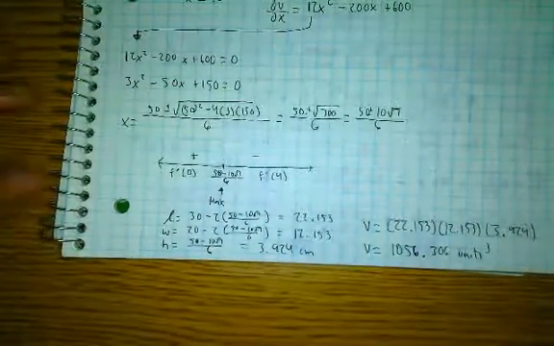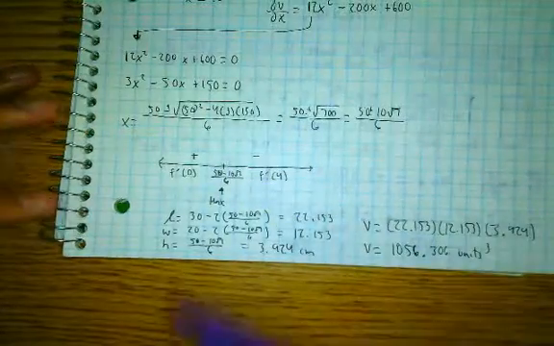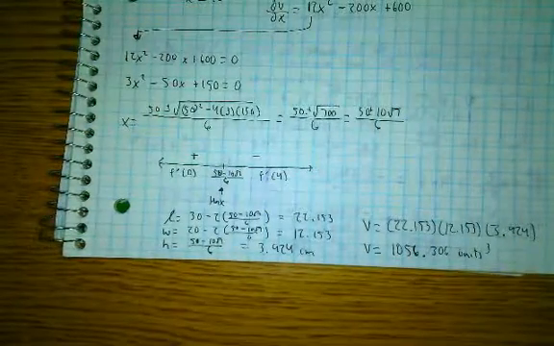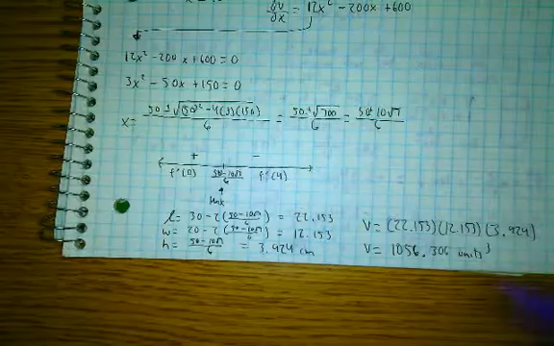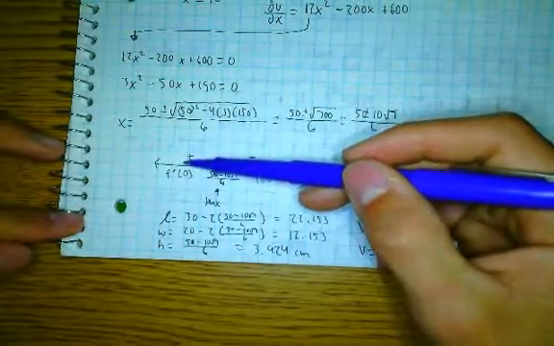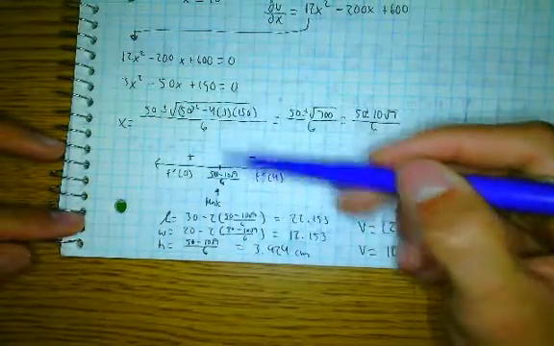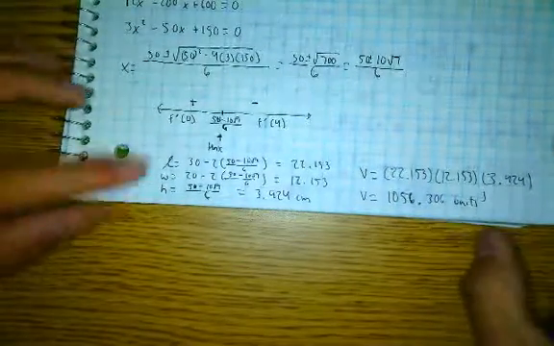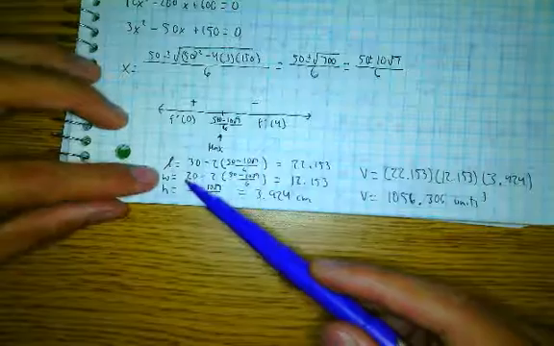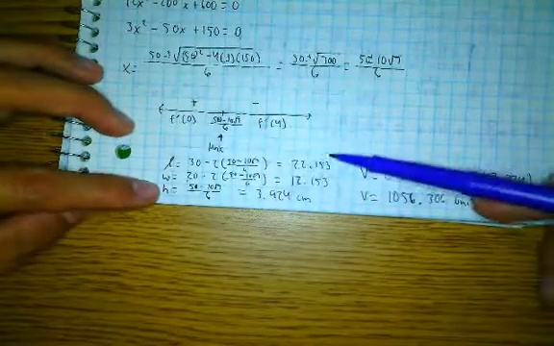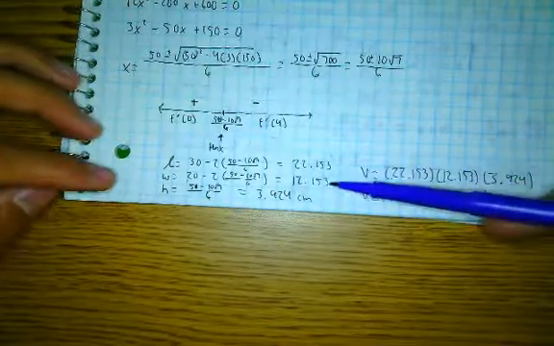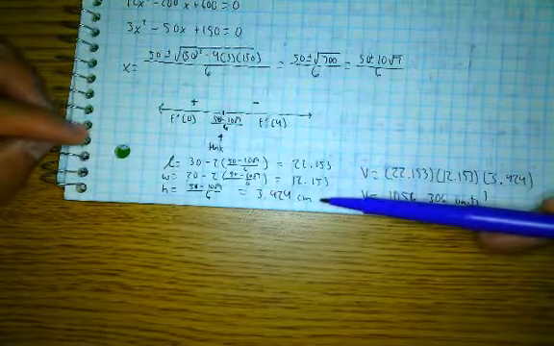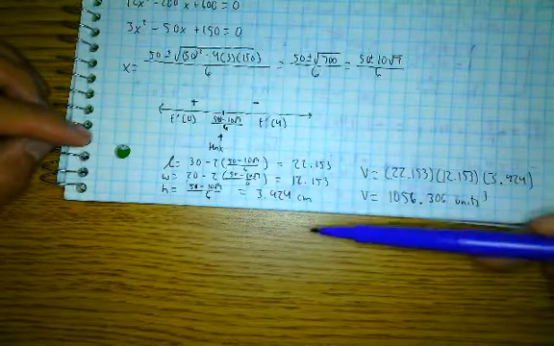So then I went for the length, I plugged that into the length, the width, and the height. So that's what I got for the length, the width, and the height. Therefore, to find the volume, you multiply all those 3 together and you get 1056.306 units cubed. Okay? That's that.